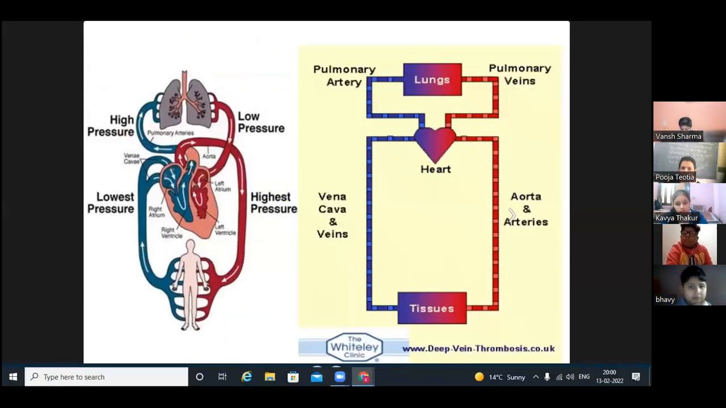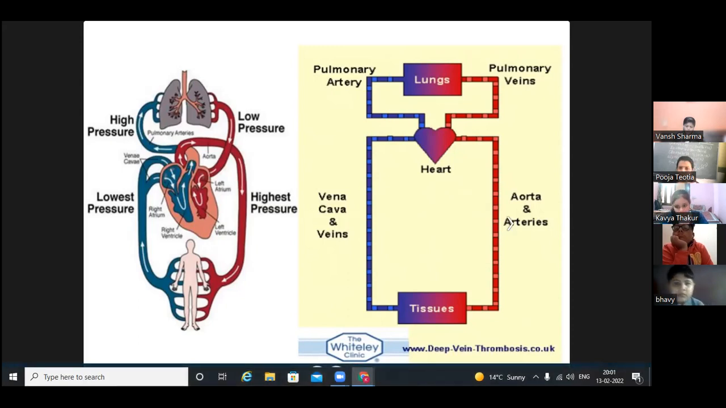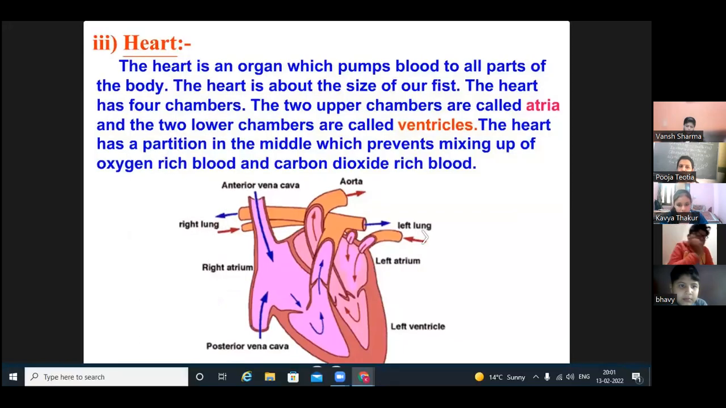So these are the blood vessels. And children, a schematic diagram of the heart is given in your book. One single diagram is of the heart. A schematic diagram that shows the heart in the center. See, the red color is for the arteries and blue color is for the veins because they carry carbon dioxide rich blood. So see this figure and you should know how we can label this diagram. And one more is the pulmonary artery and pulmonary vein. Their function is opposite to the arteries and veins.